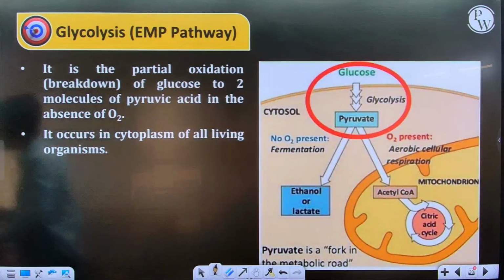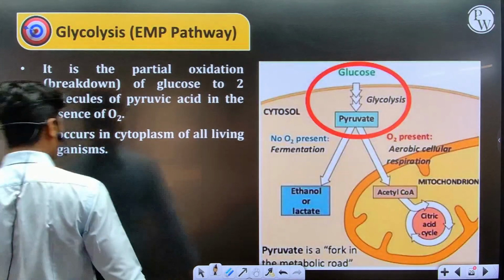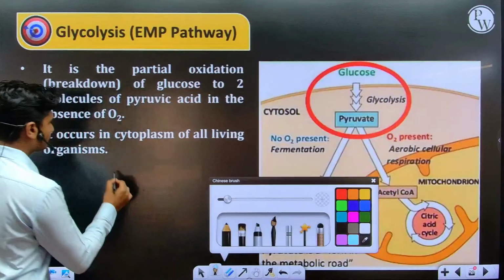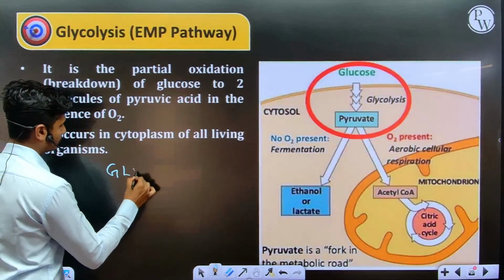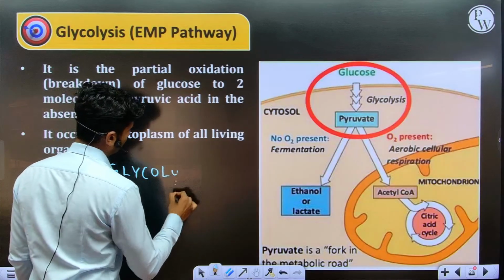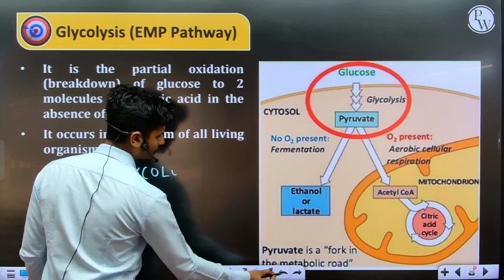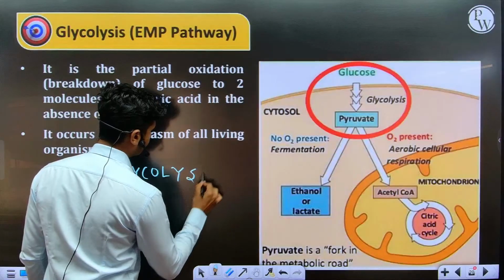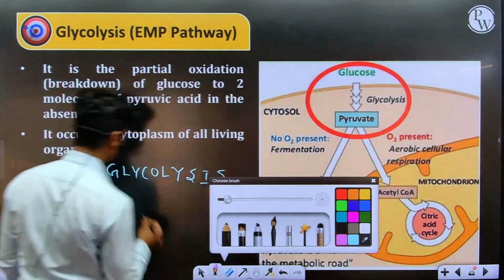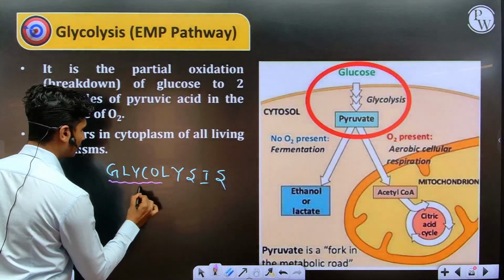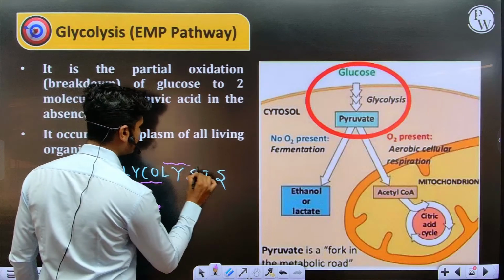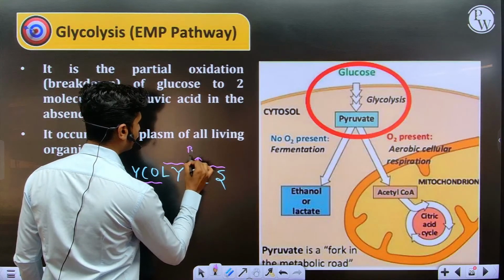What do you understand about glycolysis? Here I am writing the word glycolysis. So, glyco is glucose, lysis is breakdown.